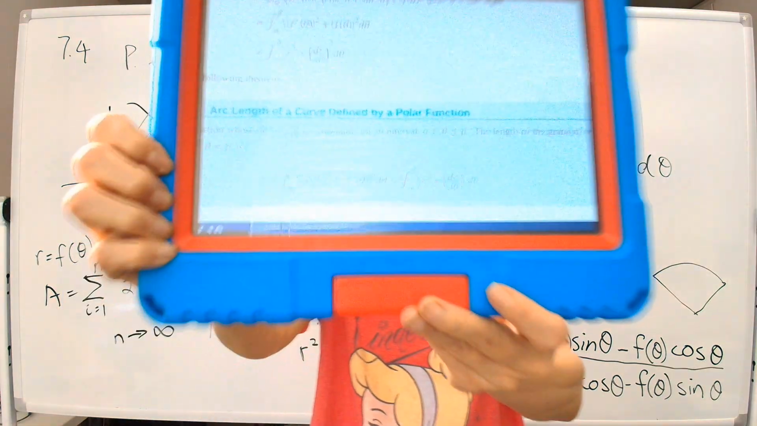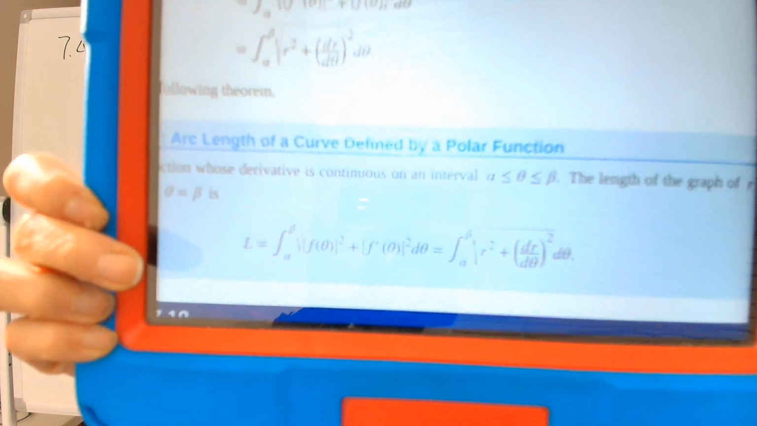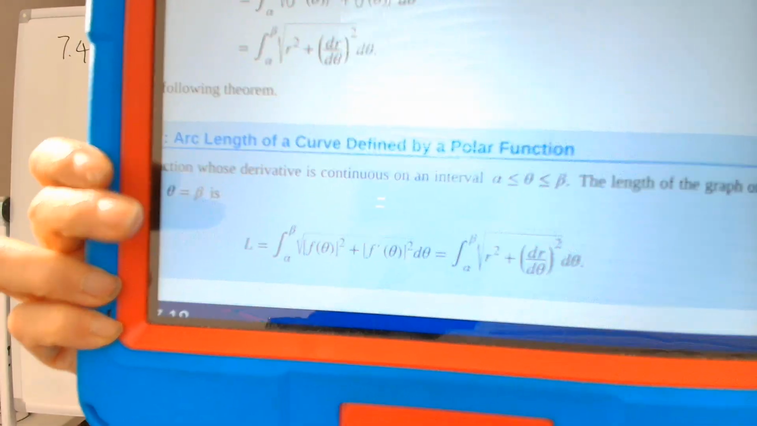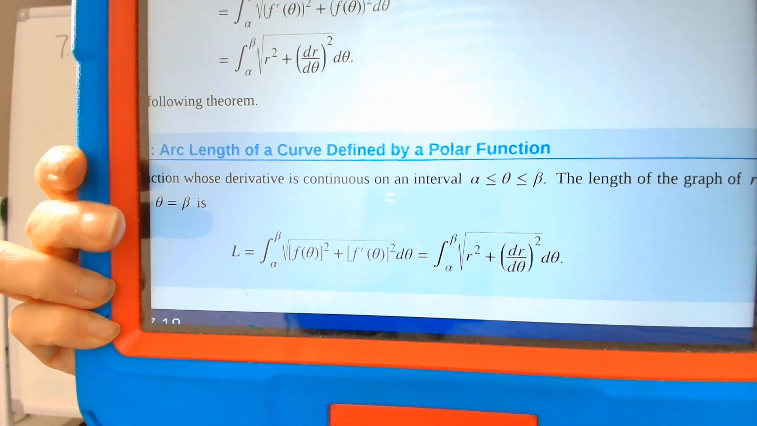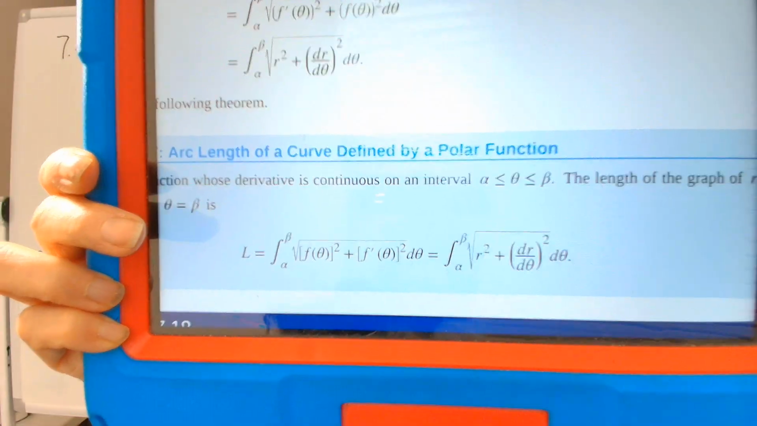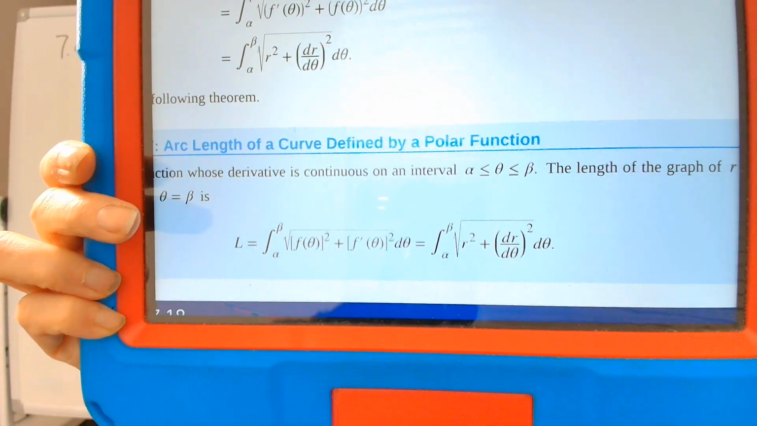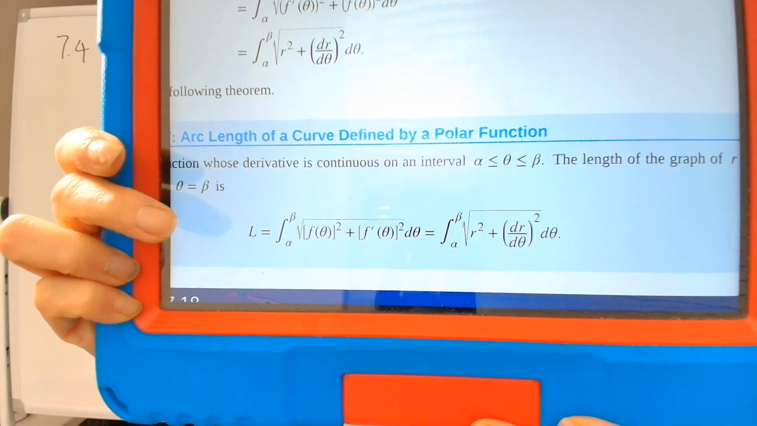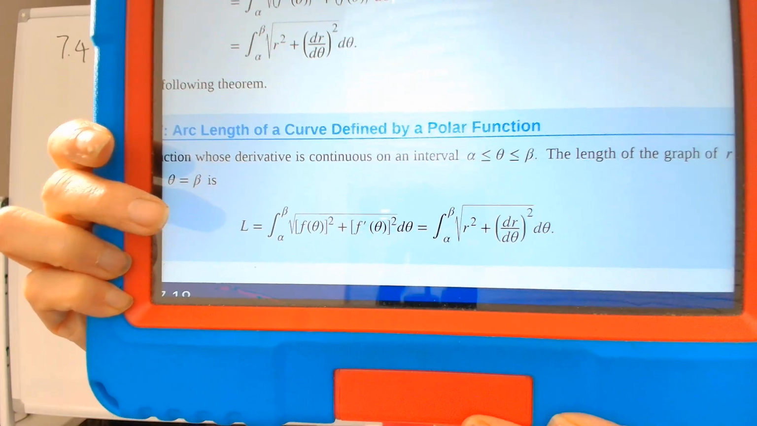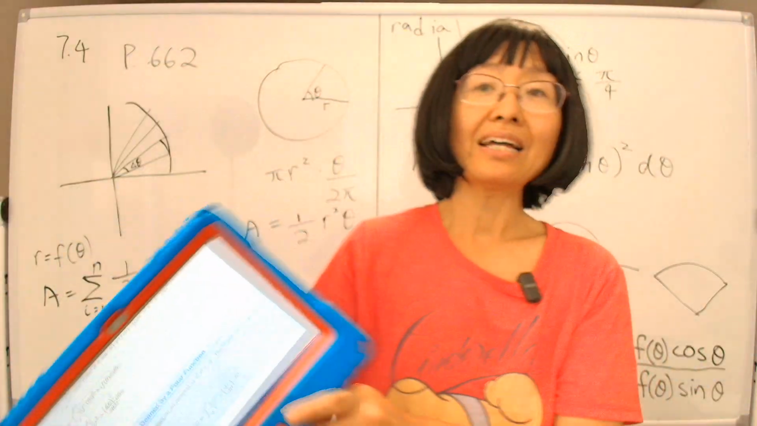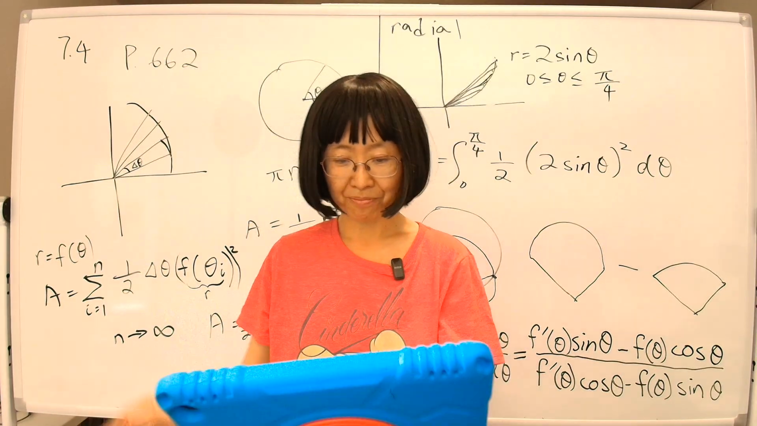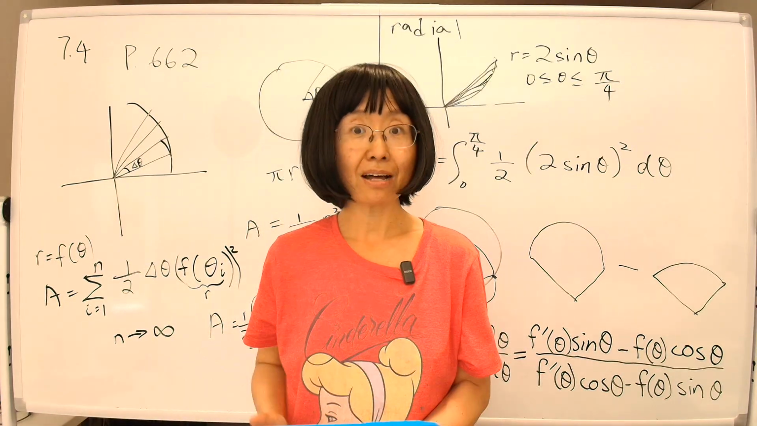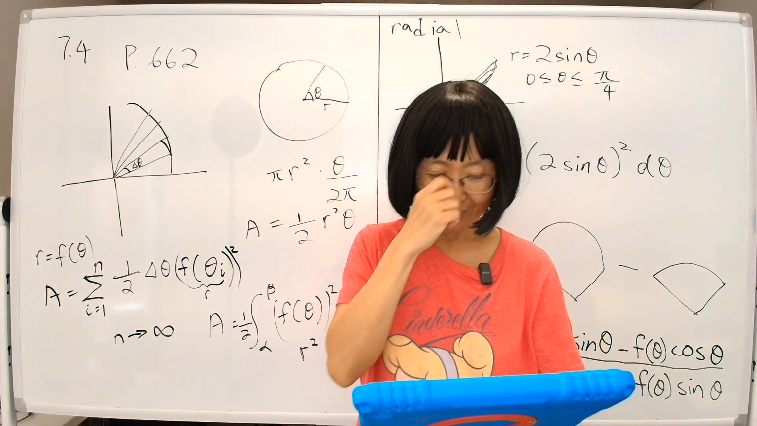The arc length is you integrate from one angle to the next angle, theta, of, basically, the square root of r squared plus (dr by d theta) squared. Or it's also written in this form if that looks better. Either way, they're the same thing, and that's how you calculate arc length. Now that we figured out what the formula is, we're going to use it.